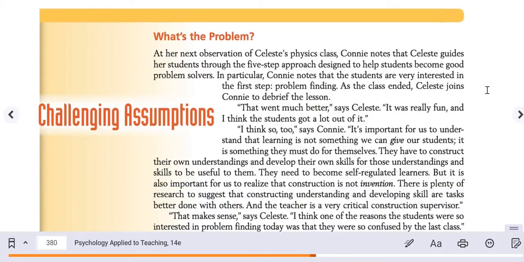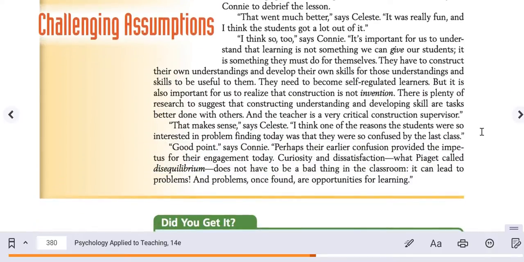I think so too, says Connie. It's important for us to understand that learning is not something we can give our students. It is something they must do for themselves. They have to construct their own understandings and develop their own skills for those understandings and skills to be useful to them. They need to be self-regulated learners. But it is also important for us to realize that construction is not invention. There is plenty of research to suggest that constructing understanding and developing skill are tasks better done with others, and the teacher is a very critical construction supervisor.